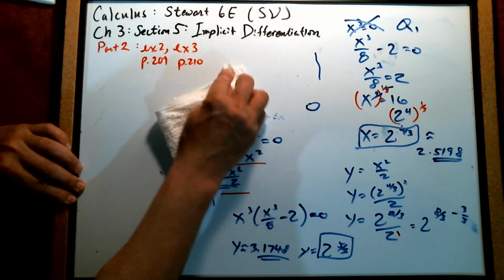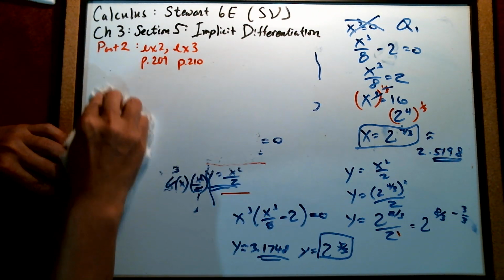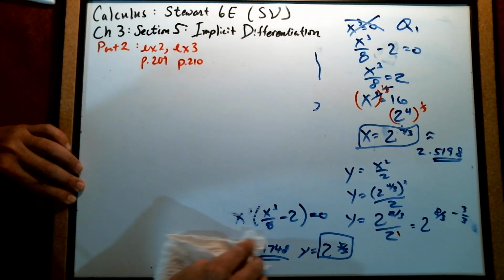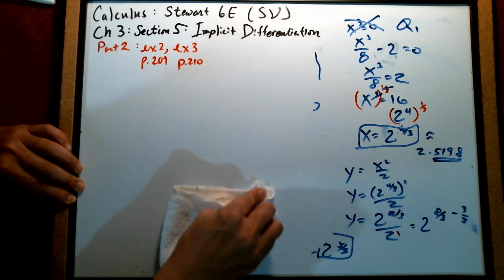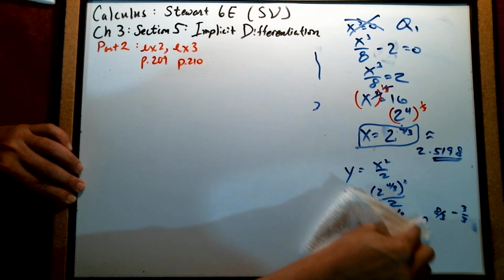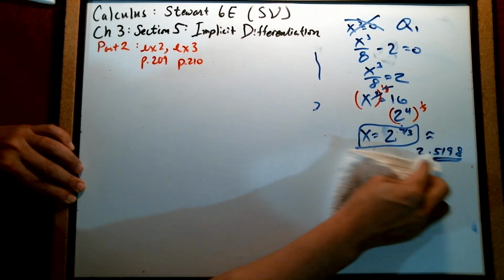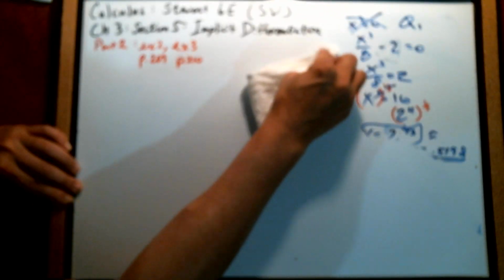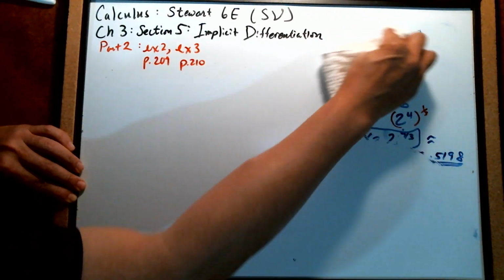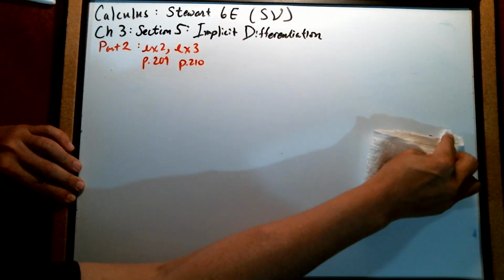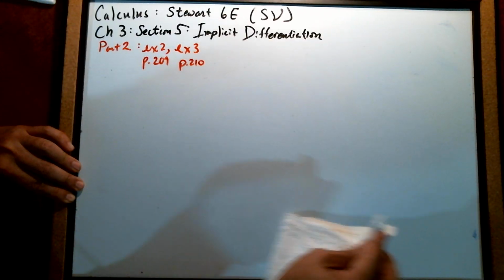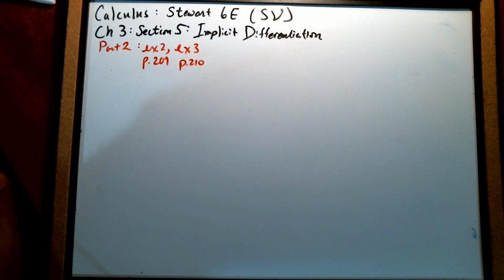And so what happens is when you do these problems, you want to move all the dy dx terms to the left side usually, and then factor it out, because you will always be able to factor out dy dx, and then solve for dy dx by dividing by the other factor. Let's try a little bit more difficult problem, example number 3.